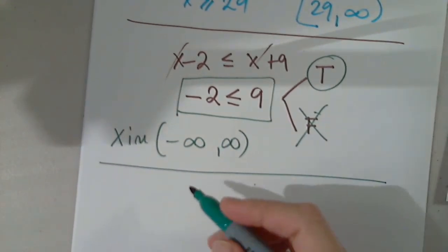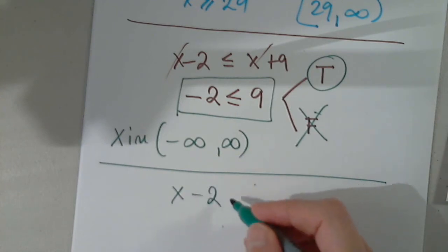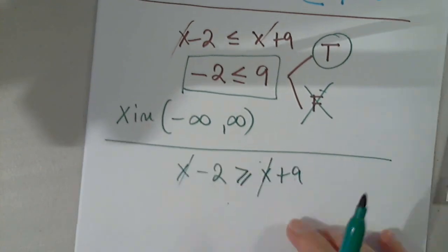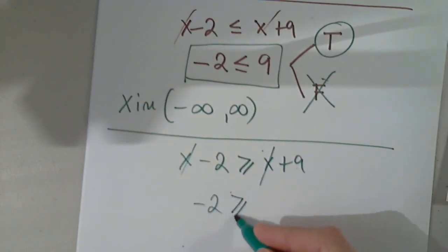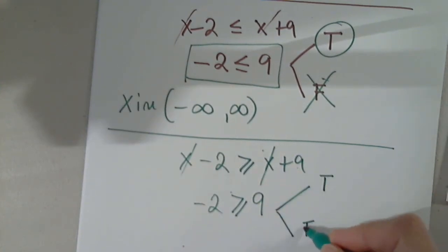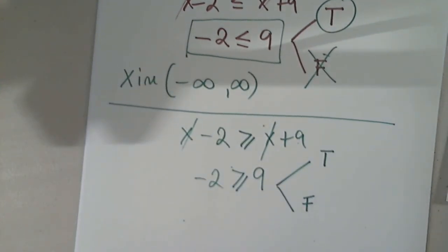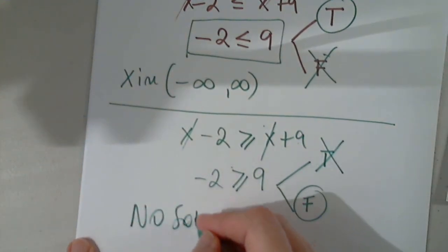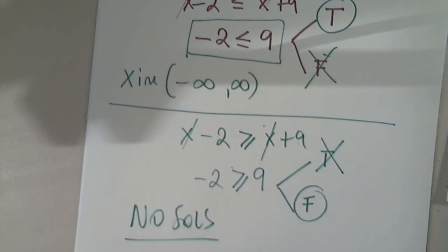But here's another situation. x minus 2 greater than or equal to x plus 9. I subtract x from both sides, and I get negative 2 greater than or equal to 9. Now you're going to have to tell me whether this is true or false. This is false. Therefore, no solutions. There is no x on this planet that will make negative 2 greater than or equal to 9. Very good question. Thank you.